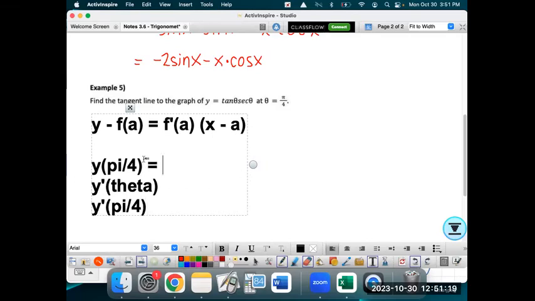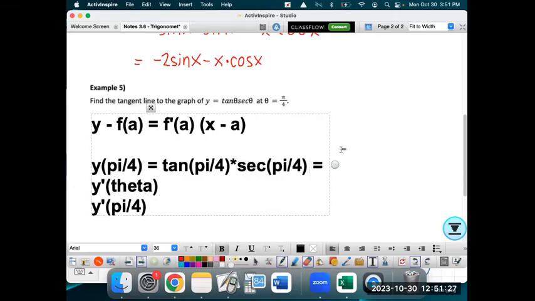Y of pi/4 is going to be tan of pi/4 times secant pi/4. So go ahead and get that value. Tan of pi/4 is 1 times secant, which is the reciprocal of cosine, so 2 over radical 2. You're going to need to use product rule for the derivative. Go ahead and try that. My answer will be up here in just a second.